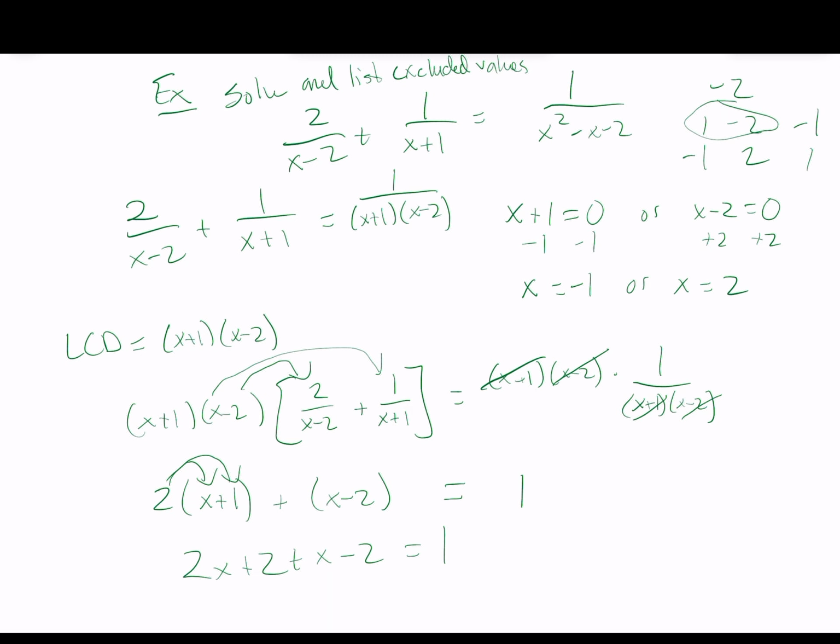2x plus x is 3x, combining like terms. Plus 2 minus 2 is 0. So 3x is equal to the right-hand side, which is 1. Divide both sides by 3. The 3's cancel, and x is equal to 1/3. And that's our final answer. Now we can go back and check, which I will leave for you to do on your own time.